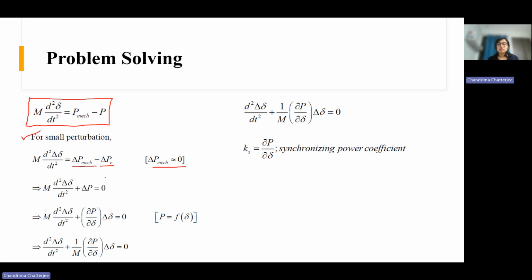So the equation becomes this, and then you can write it like this. This del P by del delta is the synchronous power coefficient. And then you can convert it into a standard second order differential equation, and you can solve it. So if you just solve it, what will you get?